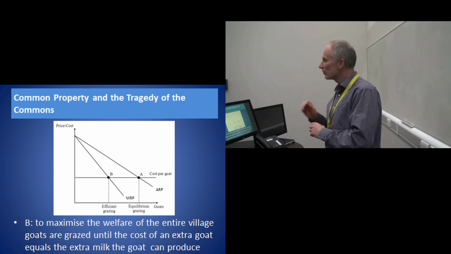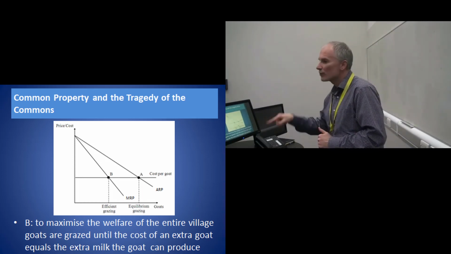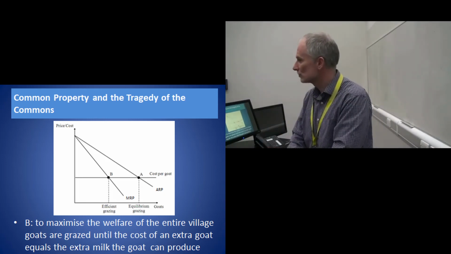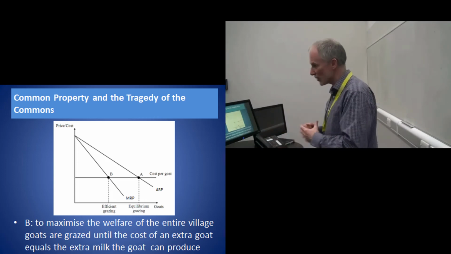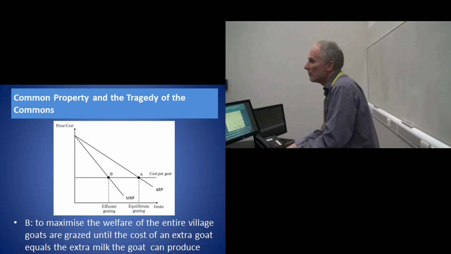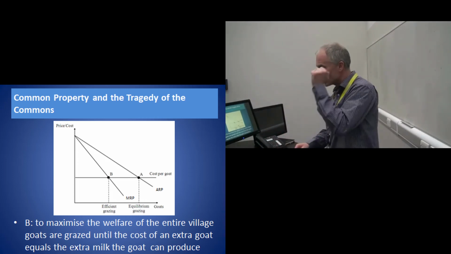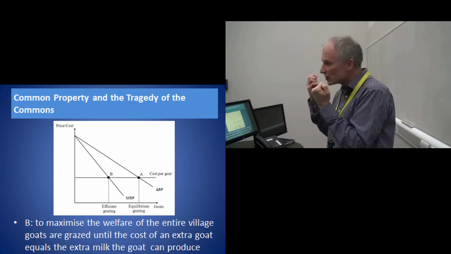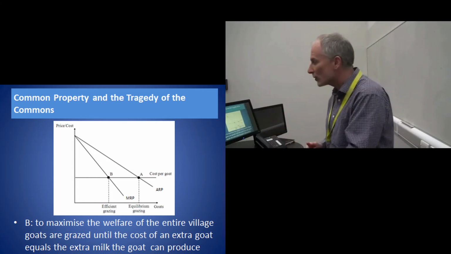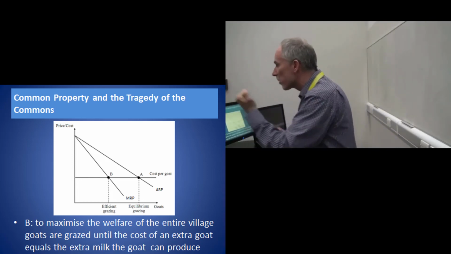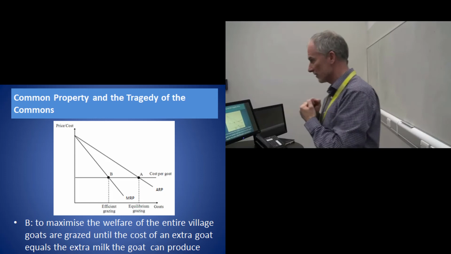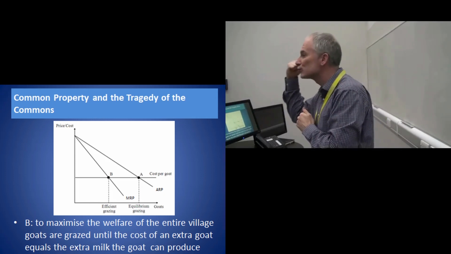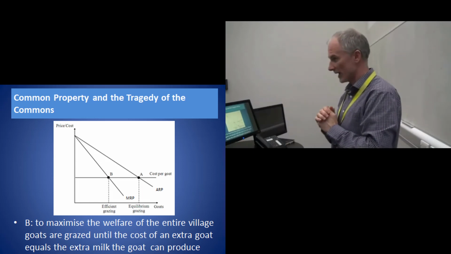But what about the other side? If you put that goat on the land, how much extra output does that goat produce? Now that isn't average revenue product, that's marginal revenue product. You look at the next goat, and if you want to maximise the well-being of the entire village, you look at how much it costs the village, and how much it produces for the village. You look at the cost of the goat, and you look at the marginal revenue produced by that goat.